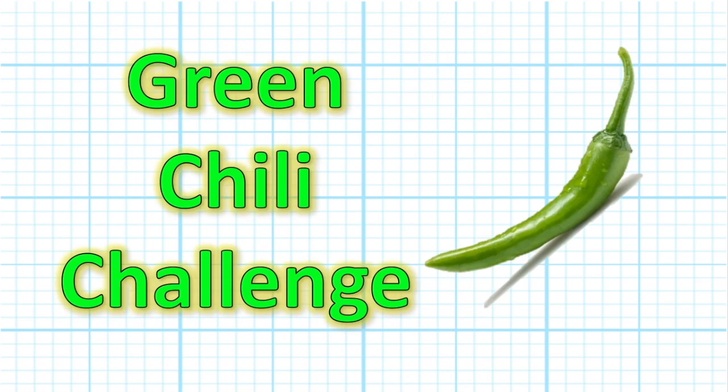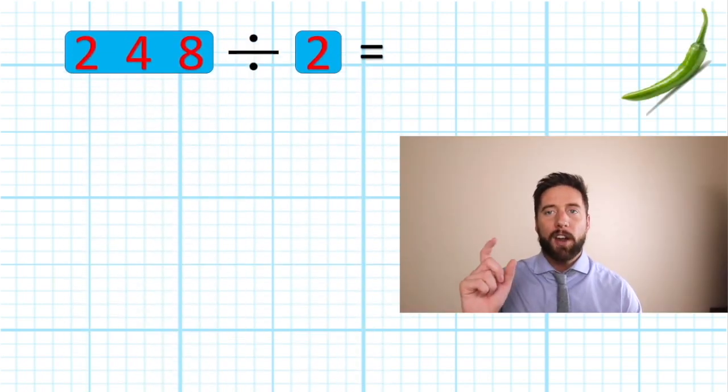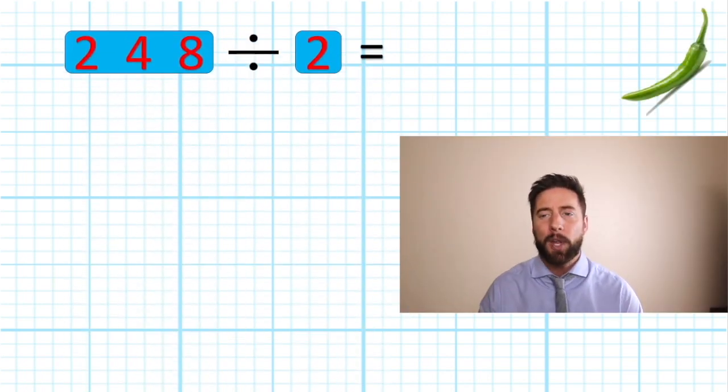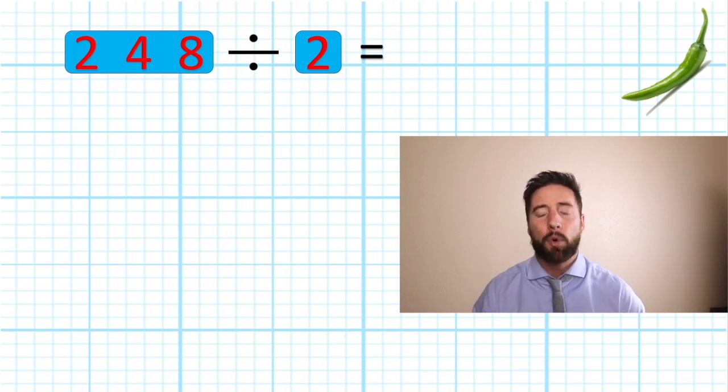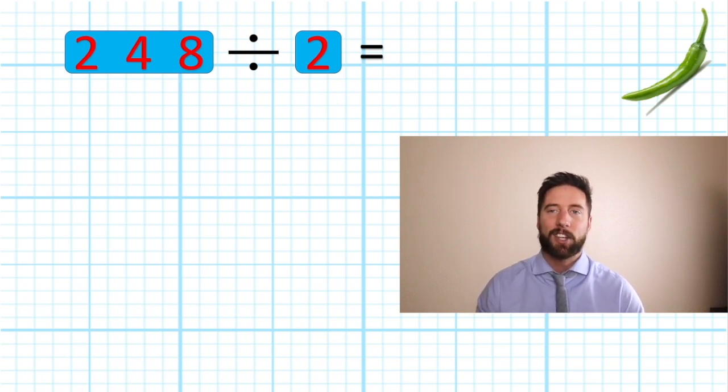We can easily share our lollipops out. Might take a little while, but we can do it. And I can group because I know my times tables, okay? But what happens if we get a bigger question? Let's have a look at a green chili challenge. Let's have a look at 248 divided by 2. Now, I don't want to share out 248 lollipops. That's going to take me all day. And I don't want to have to go over my 2 times table all the way to 248. Again, that's going to take me a long time.